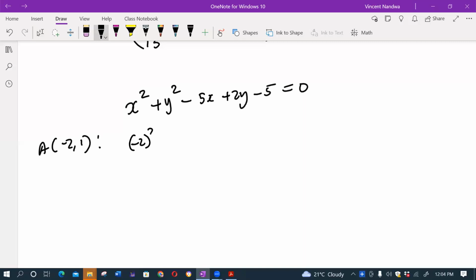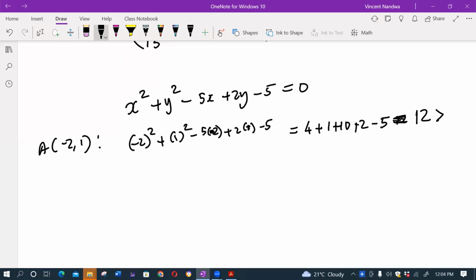So minus 2 squared plus 1 squared minus 5 times minus 2 plus 2 times 1 minus 5. This will be 4 plus 1 plus 10 plus 2 minus 5, which is the same as 12, and 12 is more than 0. So this means that A, minus 2, 1 lies outside the given circle.